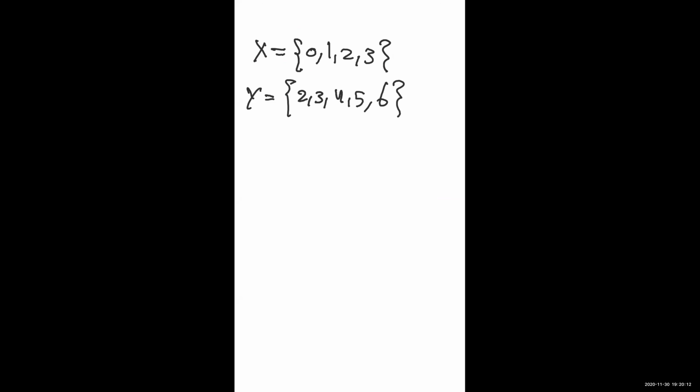Okay, X equals the set of 0, 1, 2, and 3. And Y equals the set of 2, 3, 4, 5, and 6. Here is the relation from X to Y.